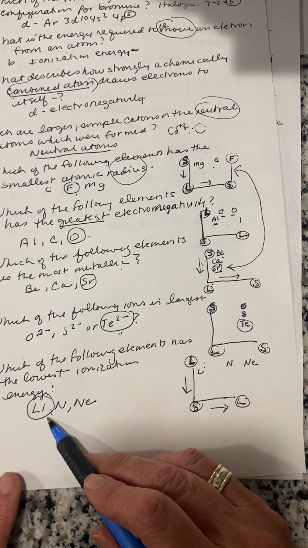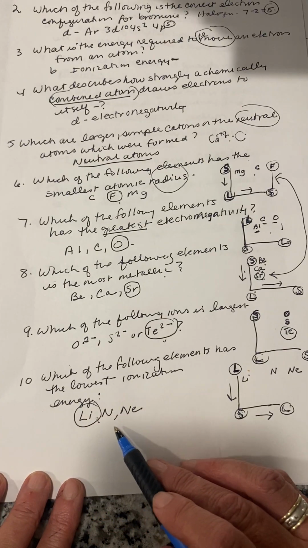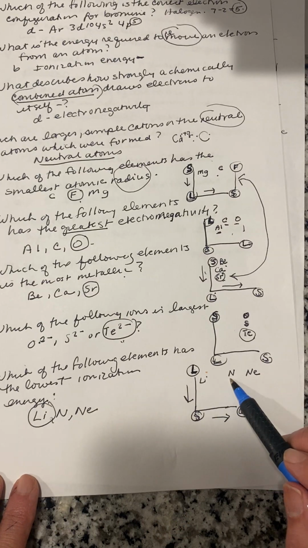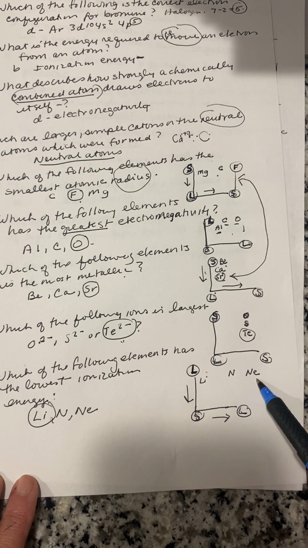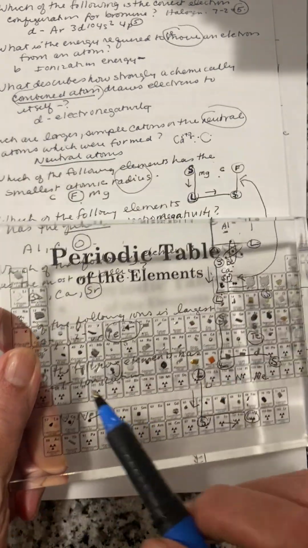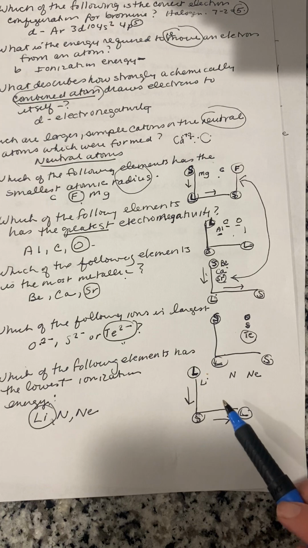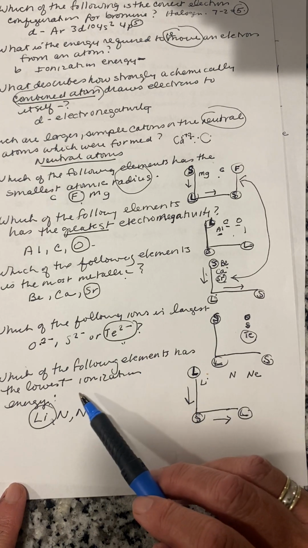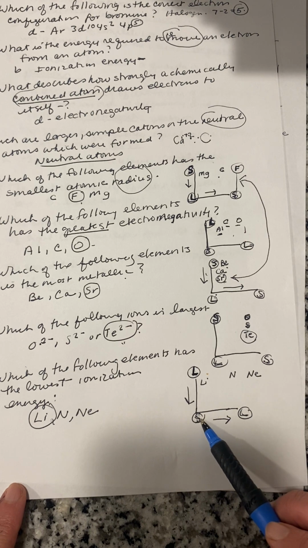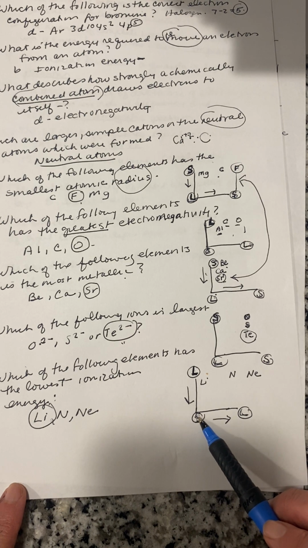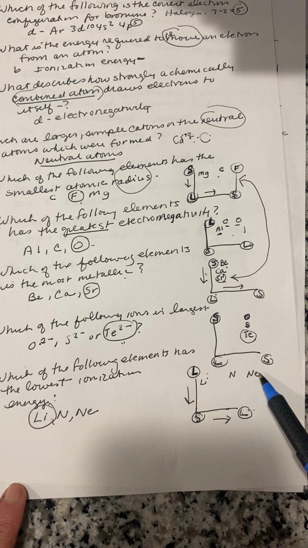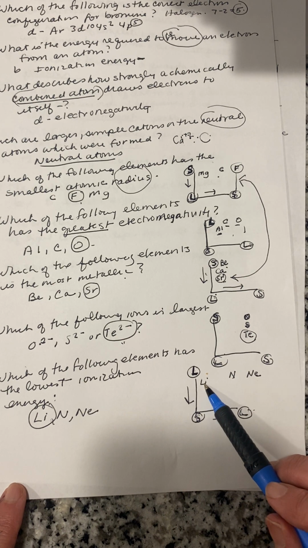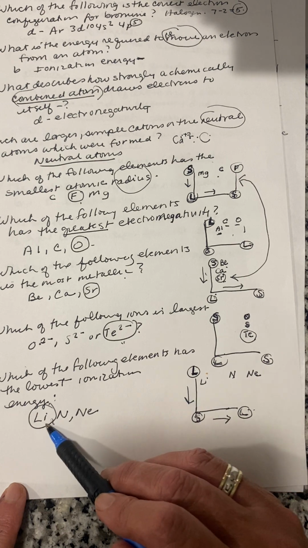And I plotted them here. We have lithium, nitrogen, and neon. Lithium is way over here. Nitrogen's here. And neon's here. That's where they are, over here, here, and here. So I put them there. So now they ask which of the following is going to be the lowest? The one that's on this side is going to be smaller. That one's going to be larger. So this is going to be the largest, this one's going to be medium, and that's going to be the smallest. So I circled that one.